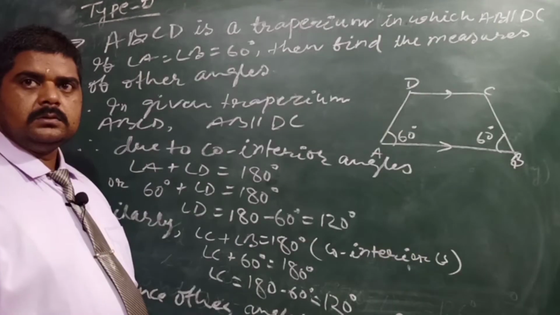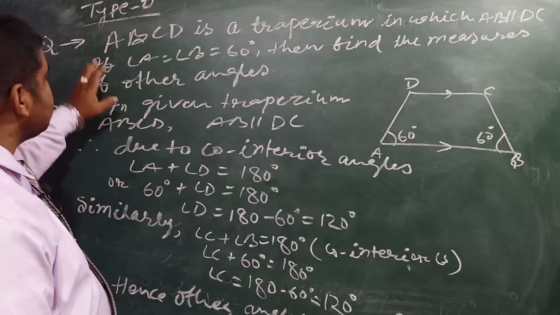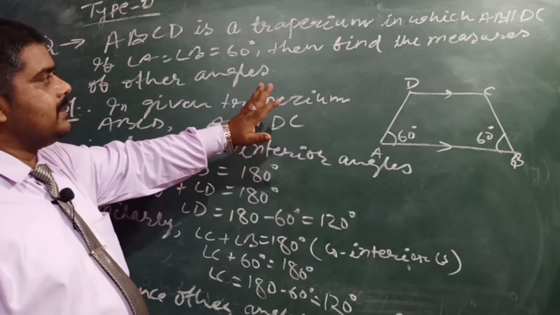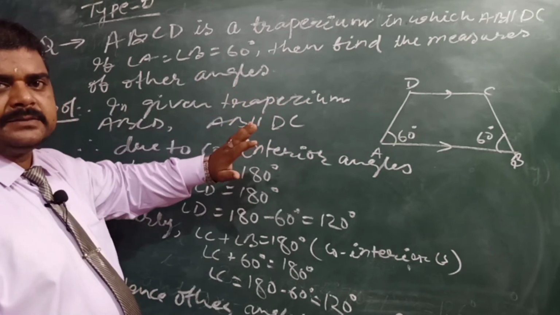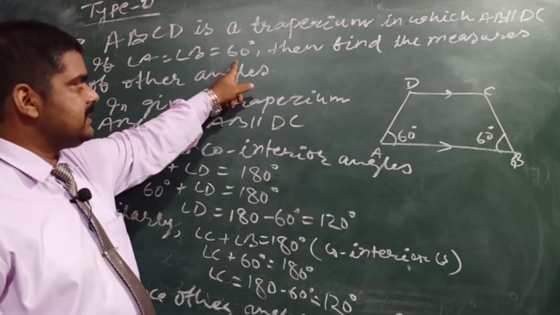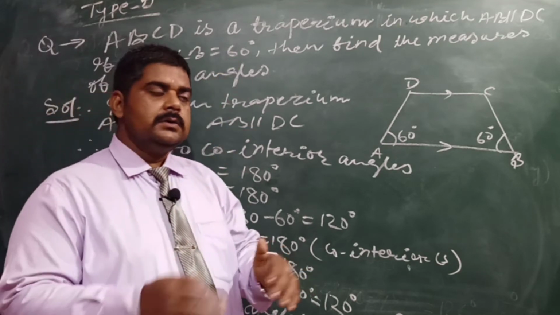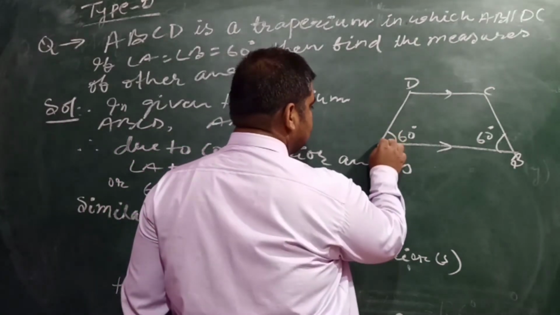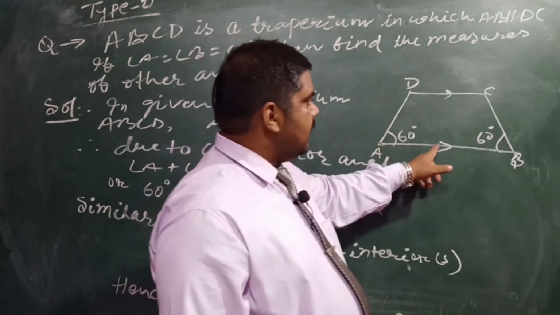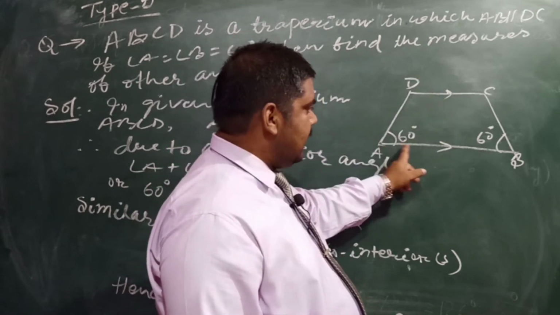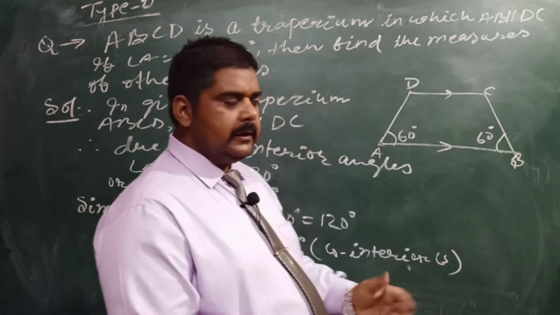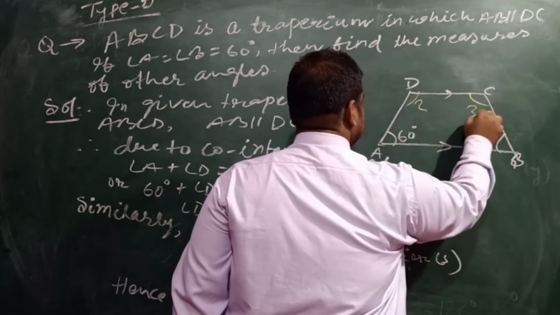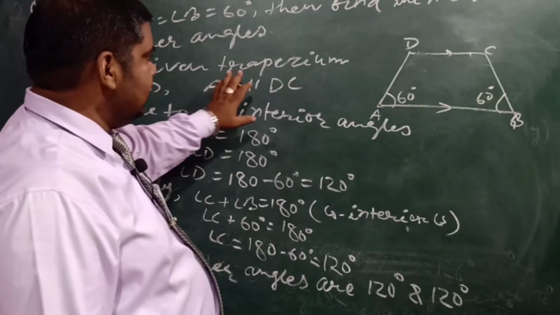145 degrees. My dear student, in this question you can see that ABCD is a trapezium in which AB is parallel to DC, and two angles have been given, each of 60 degrees. Then you need to find the other angles of this trapezium, and I have made the figure for your convenience. AB is parallel to CD, and angle A and angle B are equal to 60 degrees. You need to find this angle and this angle.